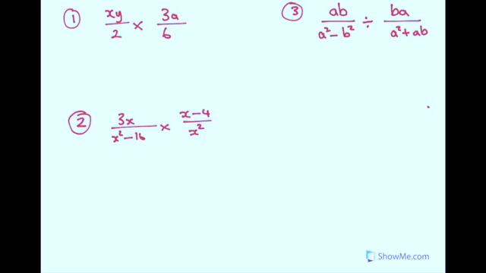Okay, so here we have examples. Now, essentially what we have to do is just multiply top with top and bottom with bottom. Okay? And I could say we multiply the numerator by the numerator and the denominator by the denominator. In my head, it's a lot easier to say top with top and bottom with bottom.